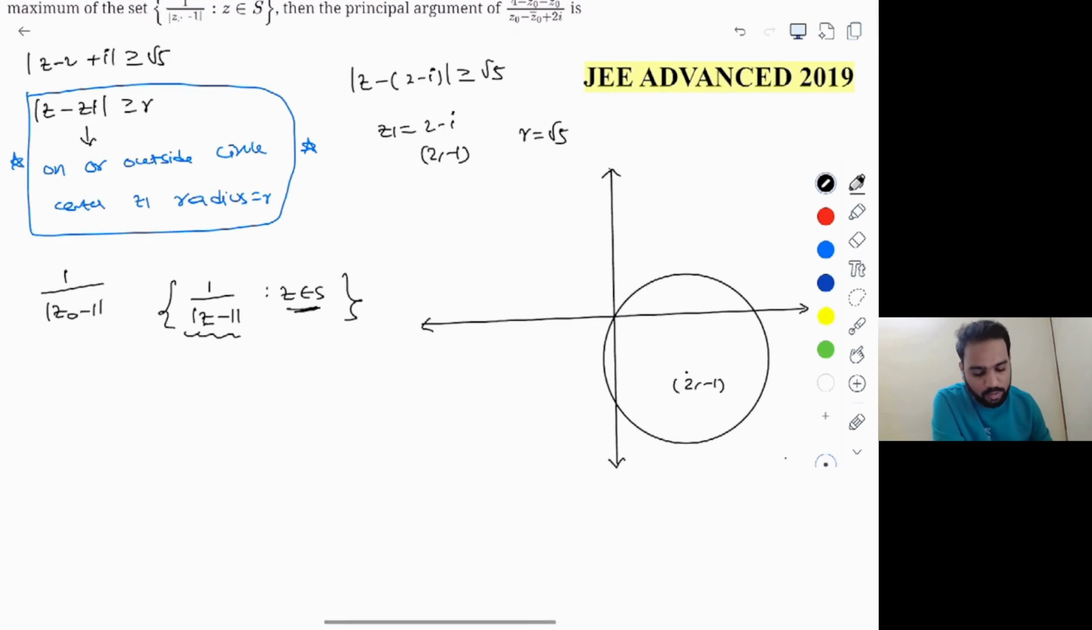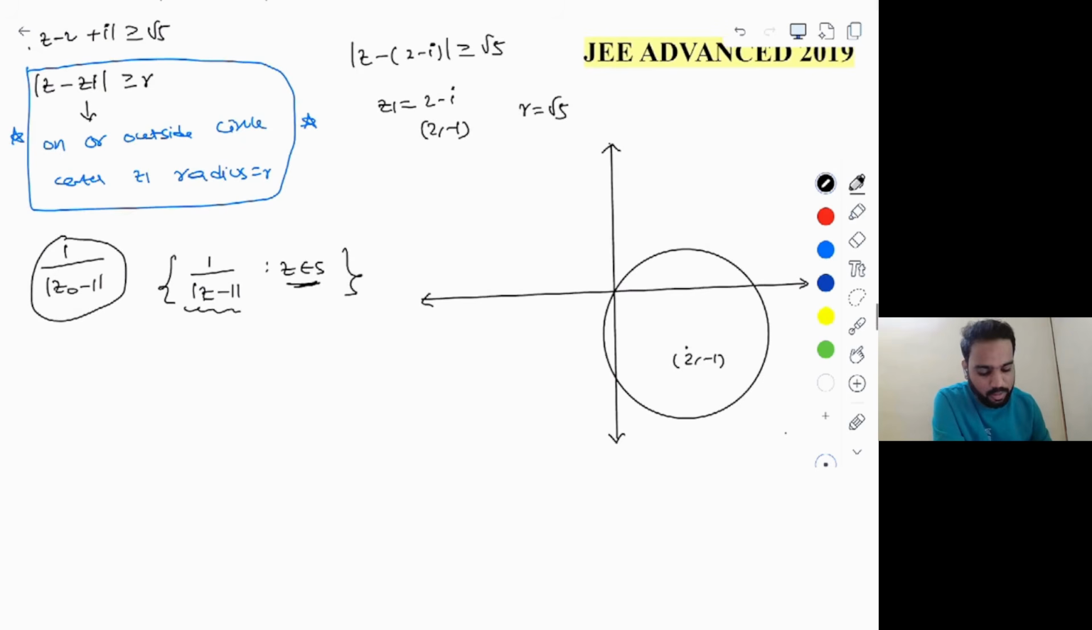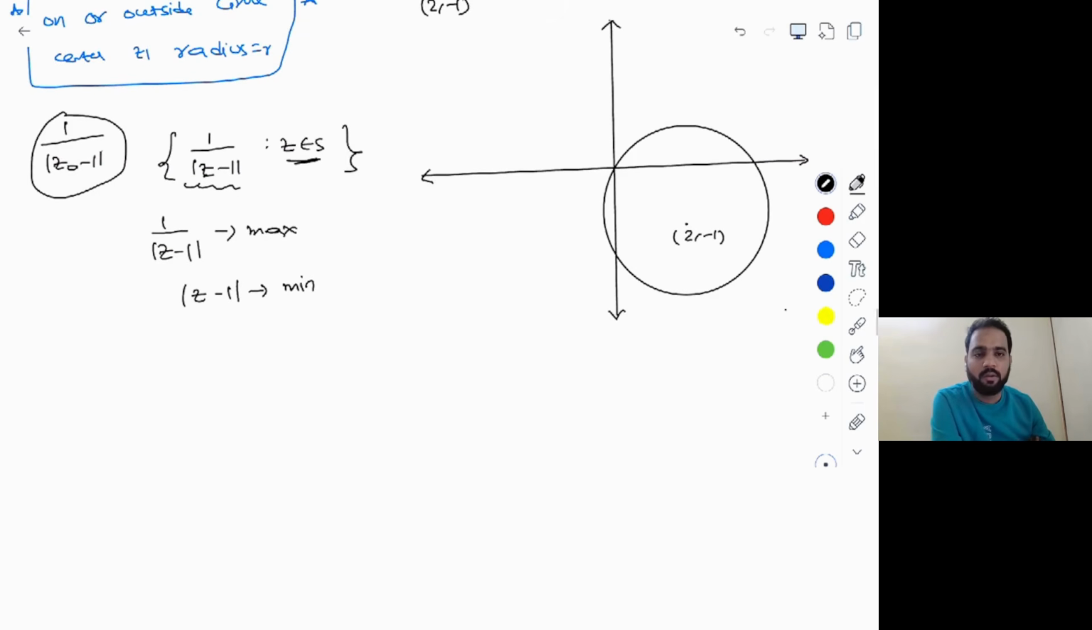And for all such values, this 1 by modulus of z naught minus 1 is representing the maximum value as per the question here. So which means z naught is a value which satisfies the condition here, which is the maximum point. But we know very well, right? If this 1 by mod z minus 1 is to be maximum, the denominator mod z minus 1 is to be minimum. And that's a simple logic. It's in the denominator, right? So if 1 by mod z minus 1 is maximum, we just need to ensure mod of z minus 1 is minimum here. But what exactly is the meaning of mod z minus 1?